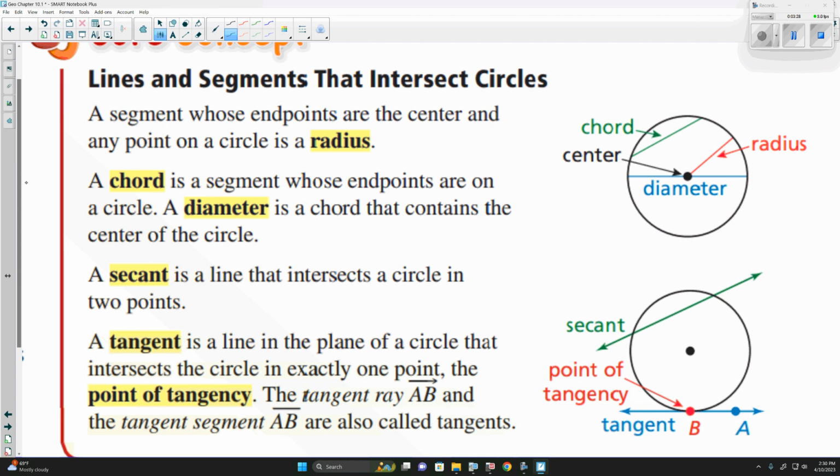And the point where the tangent line intersects the circle is called the point of tangency. We can have a tangent ray, a tangent segment, but they're going to intersect the circle at one spot, and it's called the point of tangency. Intersect the circle at one point. Any questions on any of this here?